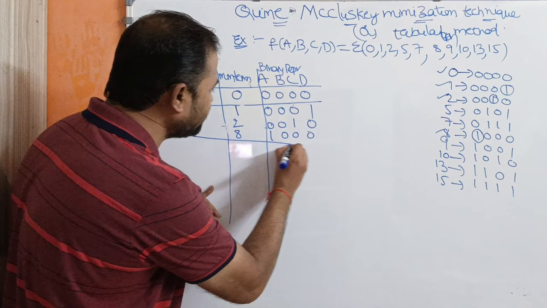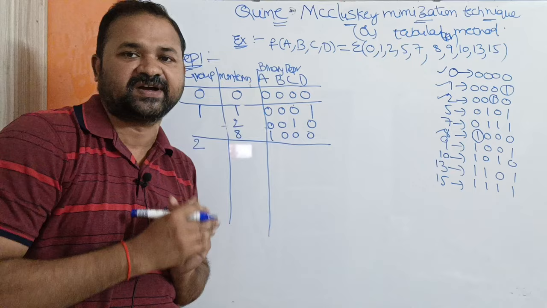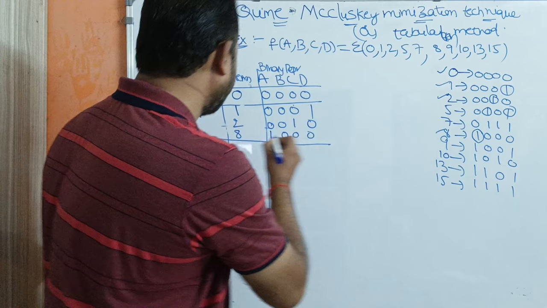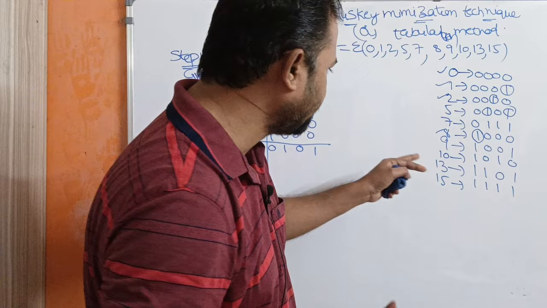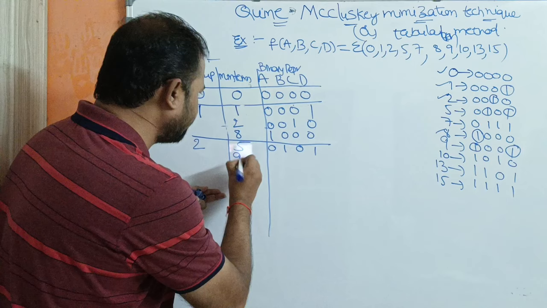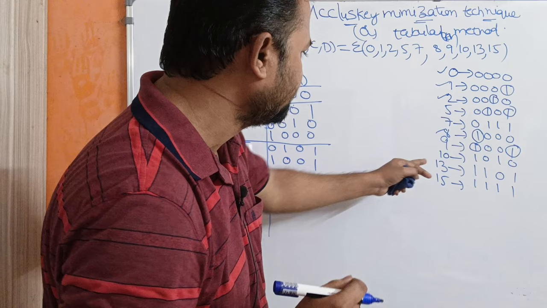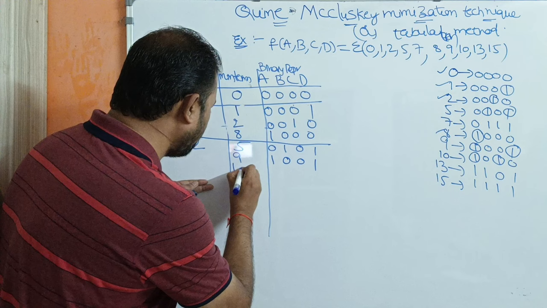Group 2 contains minterms which have 2 ones. If we observe 5, we have 2 ones, so 5 means 0101. Next, in 9 also we have 2 ones, so 9 means 1001. Next, 10 also has 2 ones, so 1010. Next we have to write for group 3.